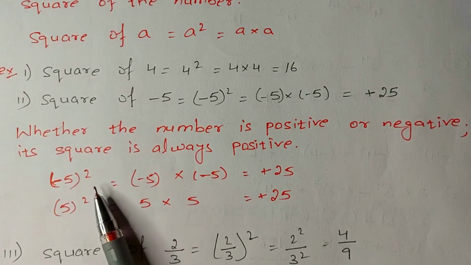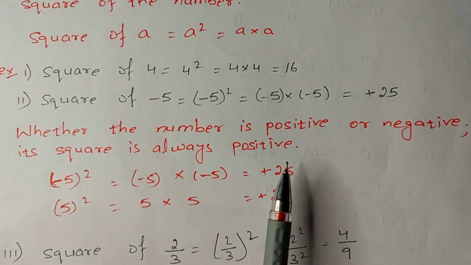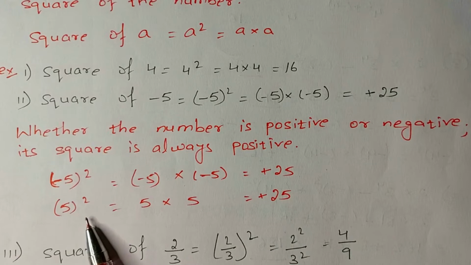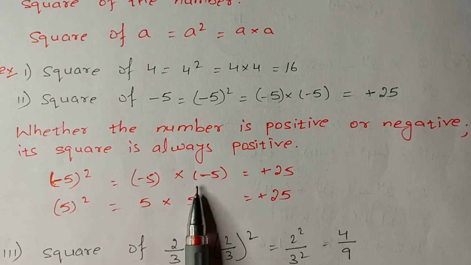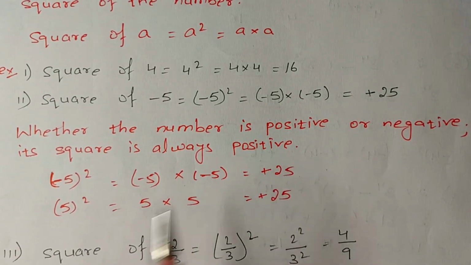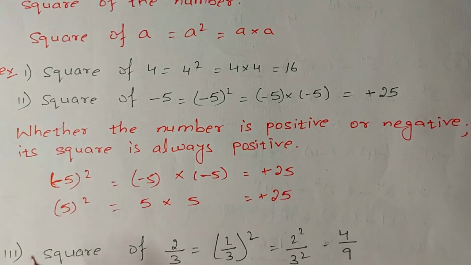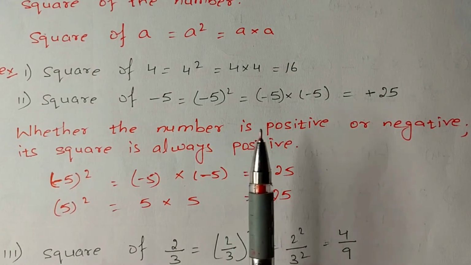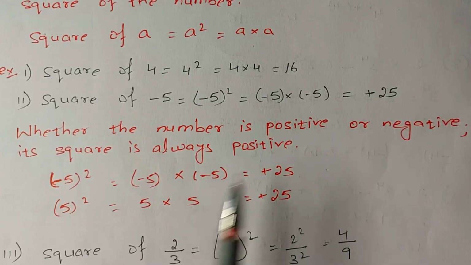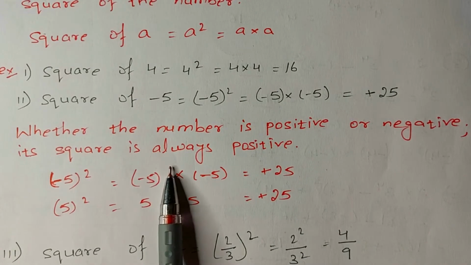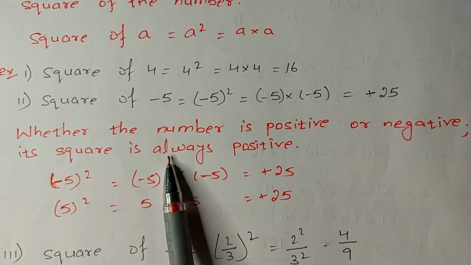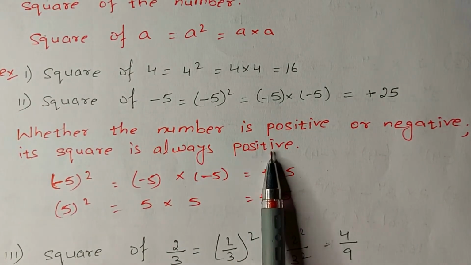Minus 5 square is minus 5 into minus 5, plus 25. Plus 5 whole square is plus 5 into plus 5, also plus 25. So you can see, friends, minus 5 square is plus 25 and plus 5 square is also plus 25. So whether a number is positive or negative, its square is always positive. Square of any number is always positive.